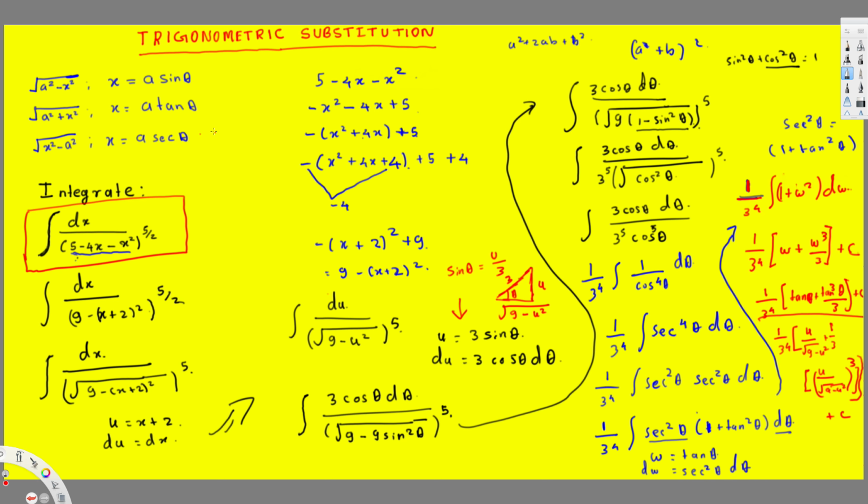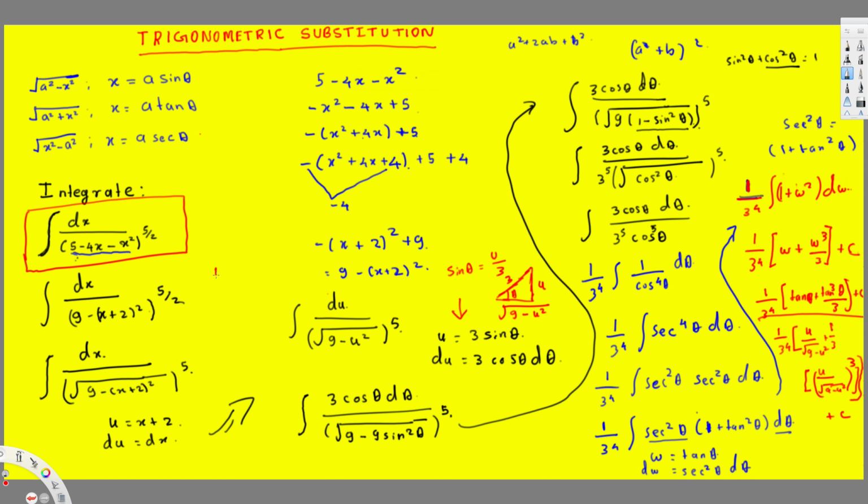Maybe I continue this one right here. Let's use a different color, let's use the red here. Let's continue with the red. So we have brought this back into u, but our original function is in x. Now I have to plug x plus 2 instead of u. So let's plug x plus 2 instead of u.